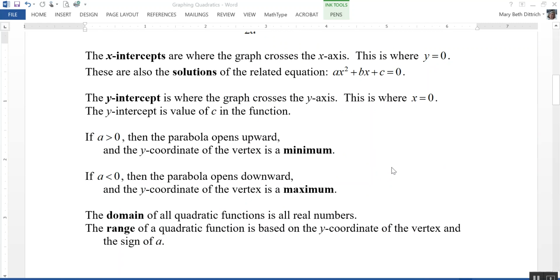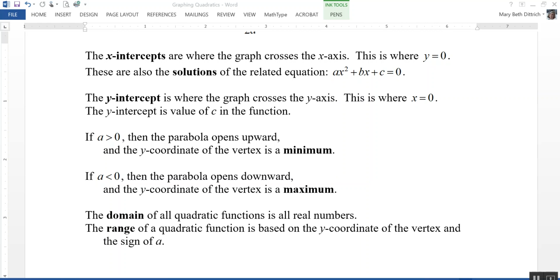If a, the coefficient of x squared, is greater than 0, that is, it's a positive number, then the parabola opens upward and the y-coordinate of the vertex is the minimum value of the function. If a is less than 0, that is, if a is a negative number, then the parabola opens downward and the y-coordinate of the vertex is a maximum value of the function.